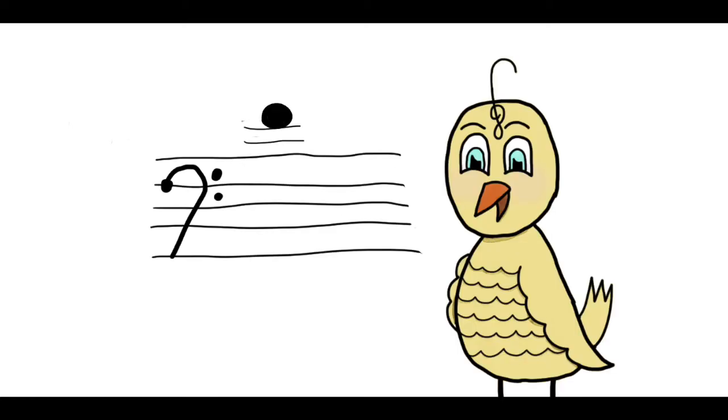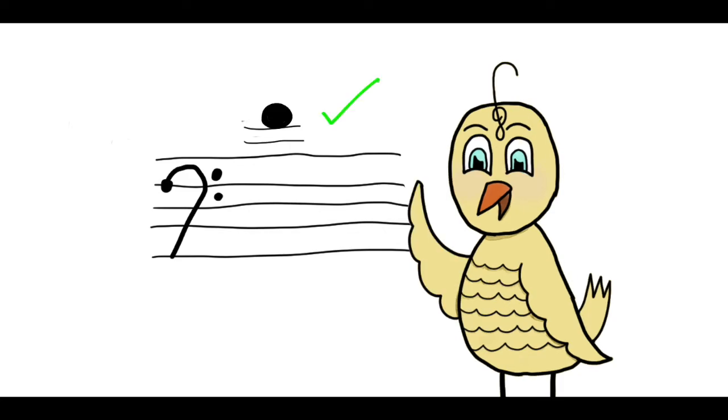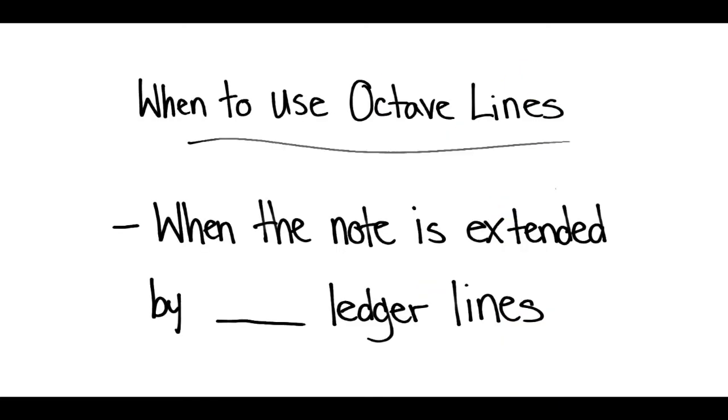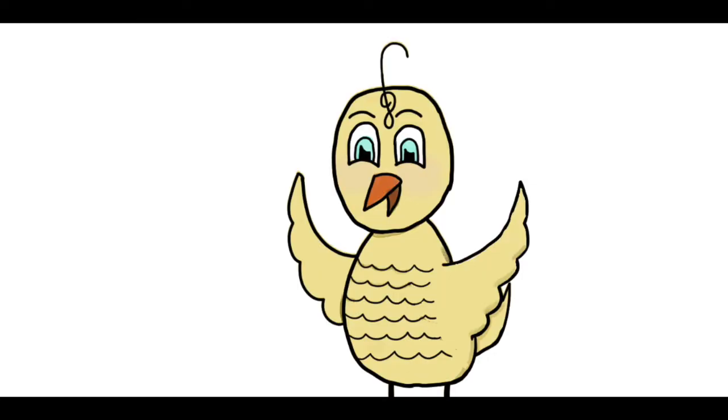Remember, if a note is extended by 1 or 3 ledger lines, using an octave line is not necessary because many players are able to read notes there easily. Only use them when the notes are extended for more than 4 ledger lines. And that's that, as simple as that.